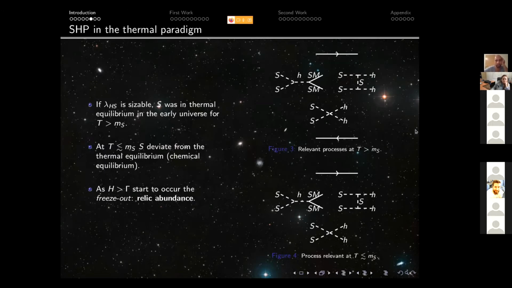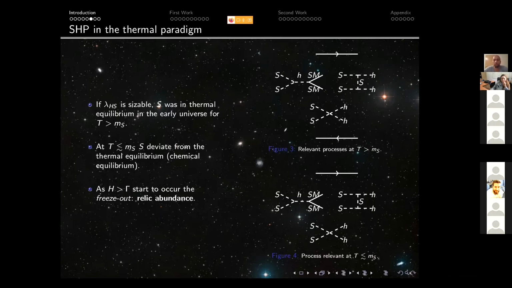The thermal paradigm states that basically in the early universe, in the radiation epoch, this scalar that we are introducing was in thermal equilibrium with the rest of the particles of the standard model. That is to say, basically what we observe in figure 3, the reactions were going in the forward and backward direction all the time at similar rates. But as the temperature was decreasing, there was no longer enough energy to produce these scalar particles because they were too heavy at that moment. So basically the reactions start to go from left to right.